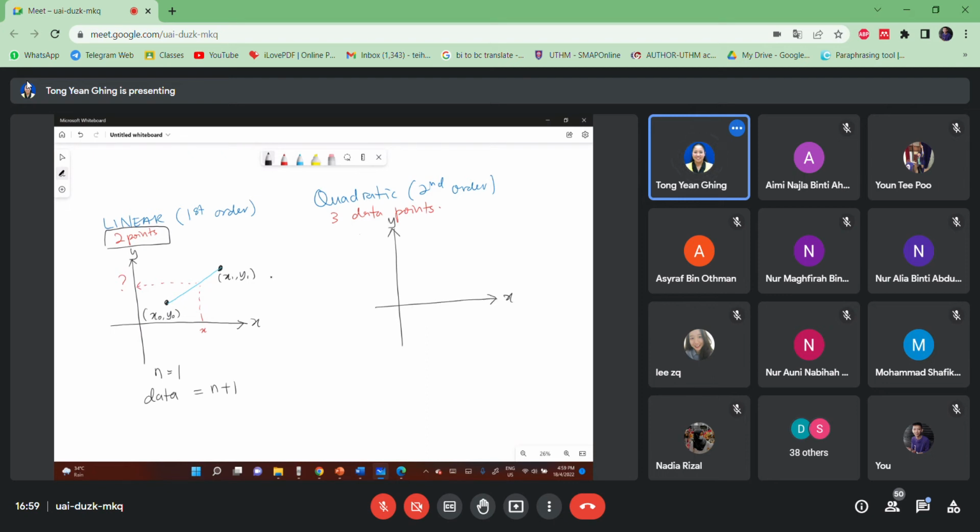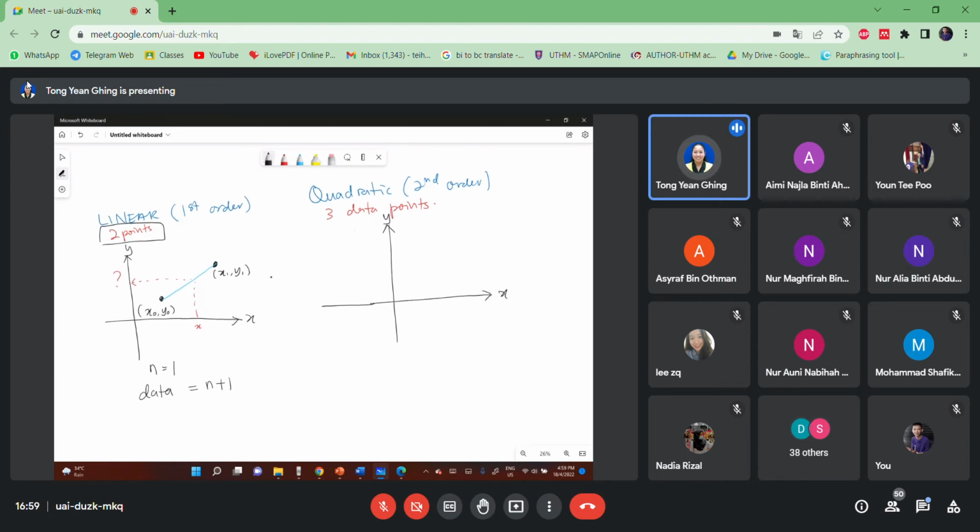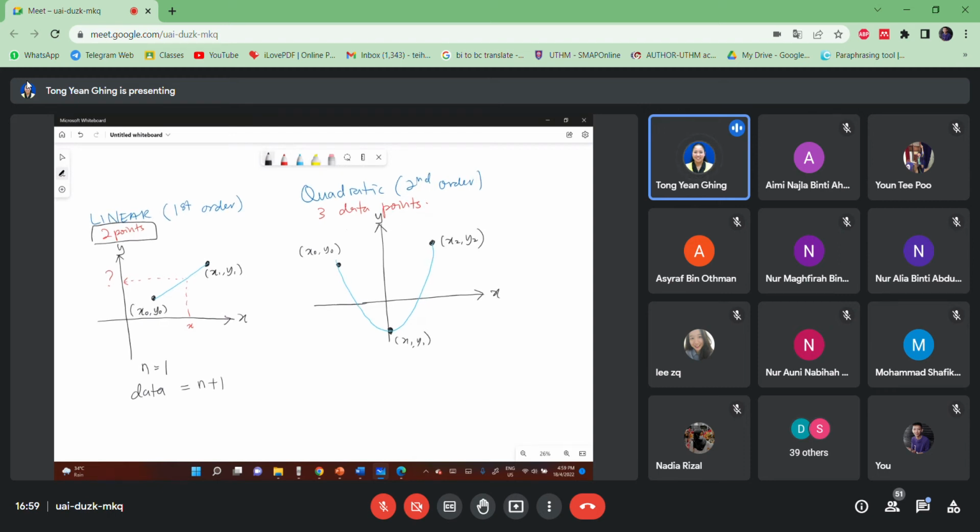Y, X. So, are you still with me, class? Are you okay? Let's say we have 3 data points like this. Graph like this. So let's say we start from this one. This is x0, y0, x1, y1, x2, y2. So this is 3 data points. So if 3 data points, n is 2.